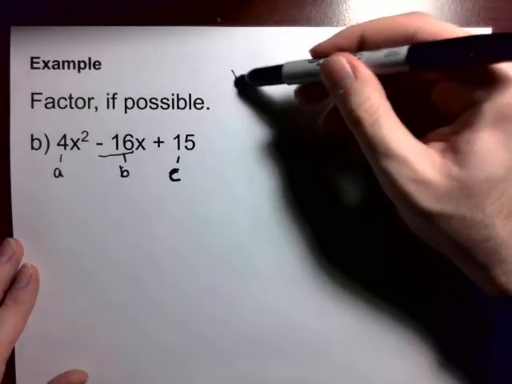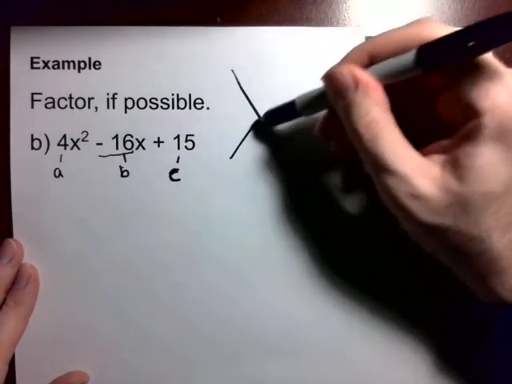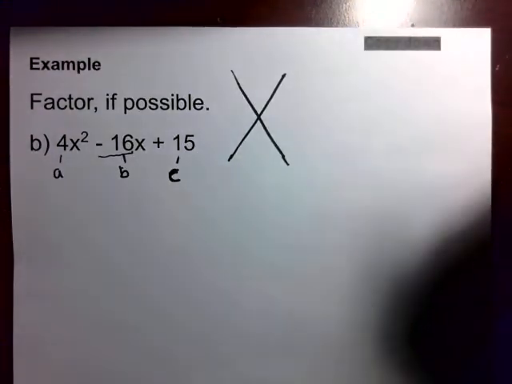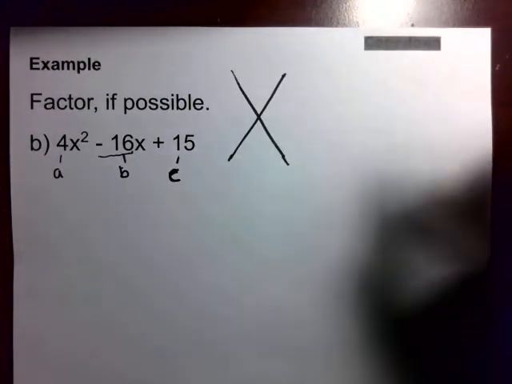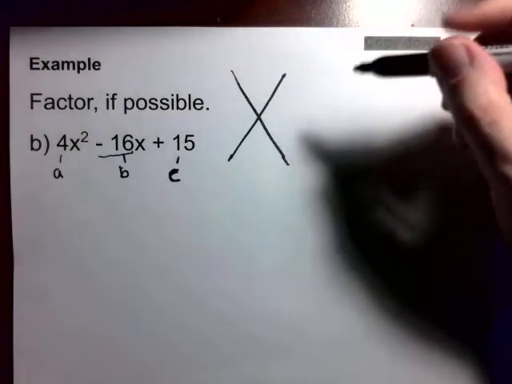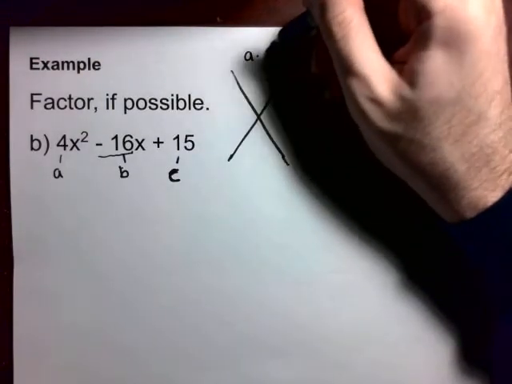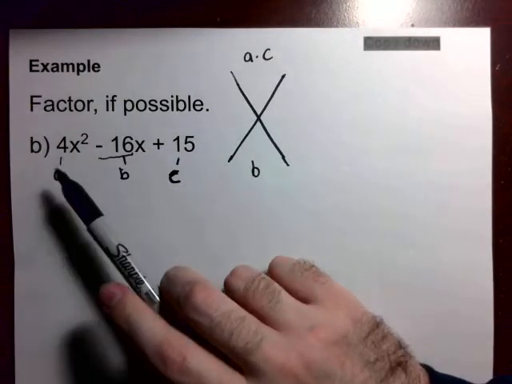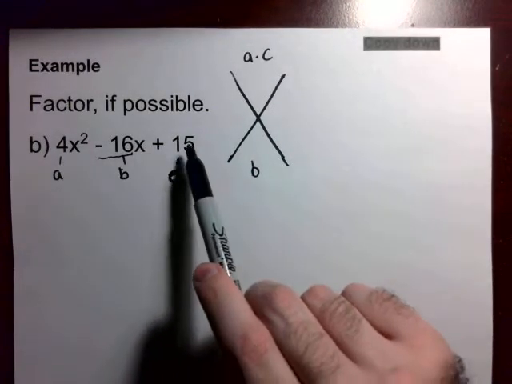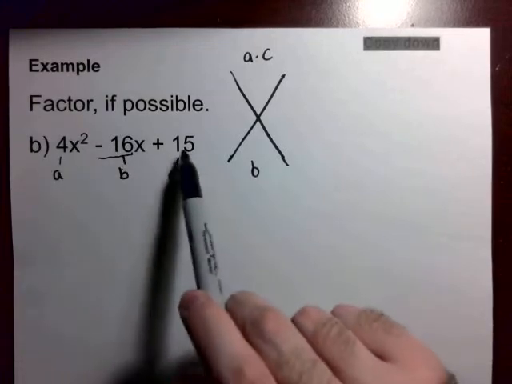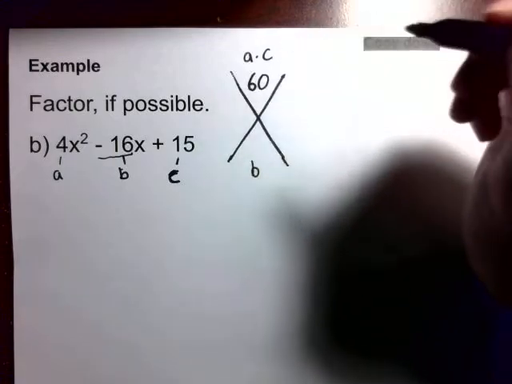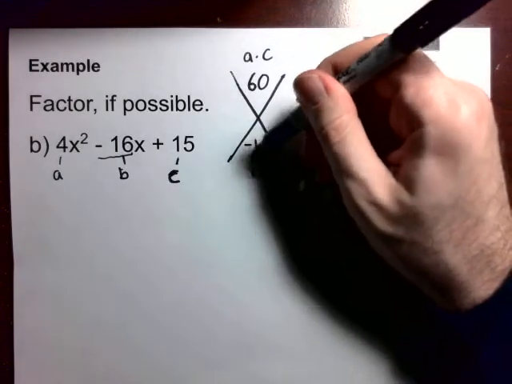Once you've identified that, just like in previous examples, I'm setting up my cross here so that we can keep track of the product and the sum and that mental math that's going to be required at this step. So first you have to figure out what is the value of a times c, which in this question is 4 times 15. So that will be 60, and then the b value is negative 16.